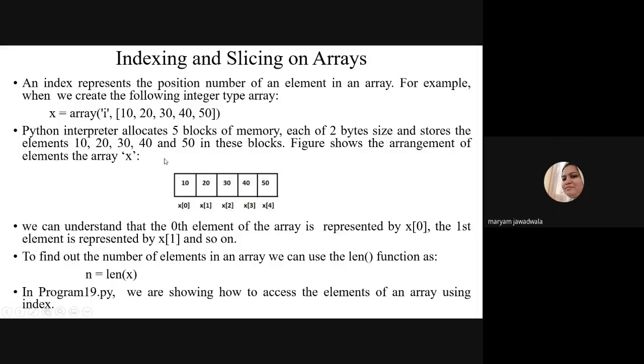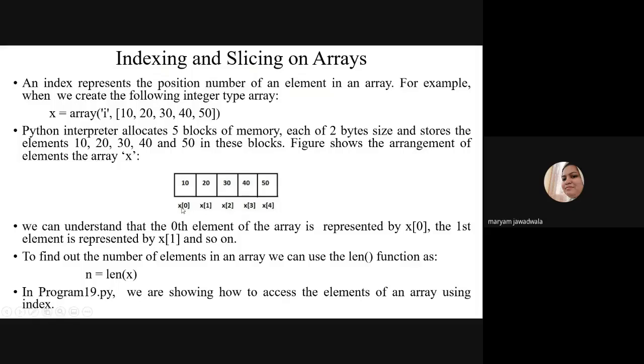So what happened? The Python interpreter allocates 5 blocks of memory, each of 2 bytes. For type code integer, for storing each element, the interpreter requires 2 bytes. So this figure shows the arrangement of elements of array x. x0 stores 10, x1, x2, x3, and x4.